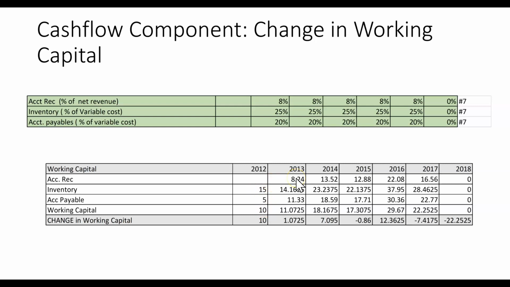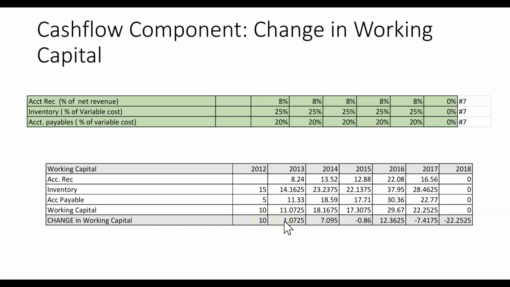Starting 2013, we will use the formula that is up here times the net revenue for accounts receivable and the percent for variable costs. From there, we will get the working capital. The change in working capital is what we need for cash flow. So what is that? Obviously, we're starting from year 1 at 10.